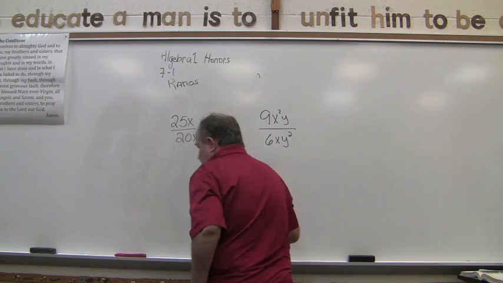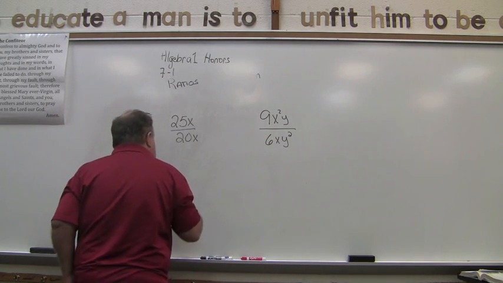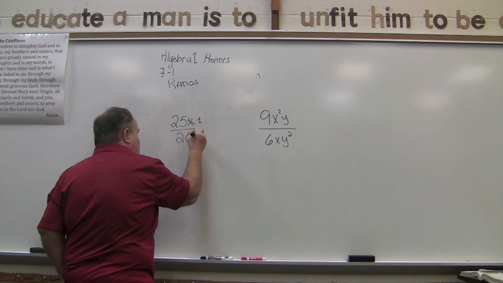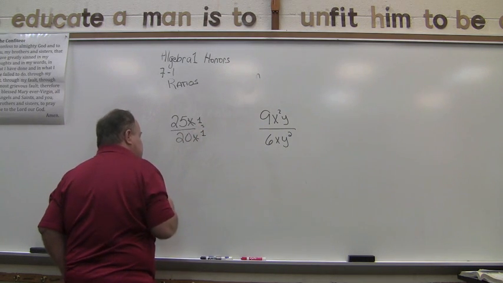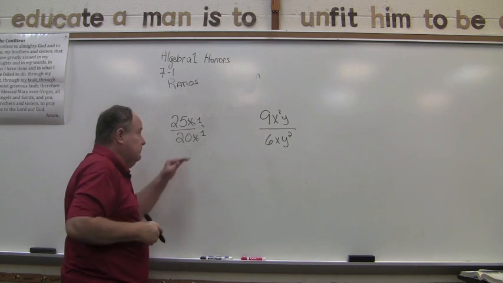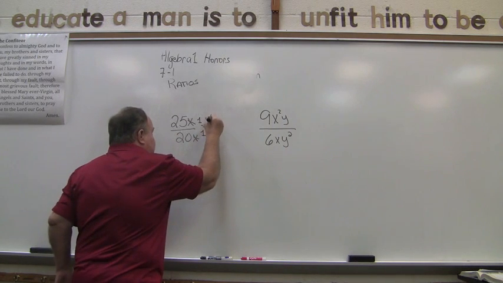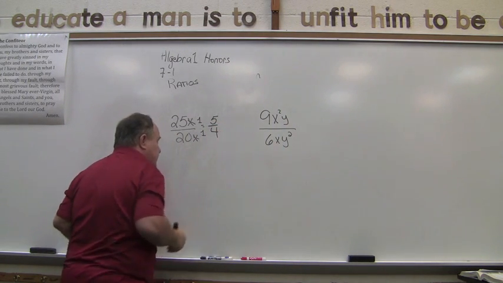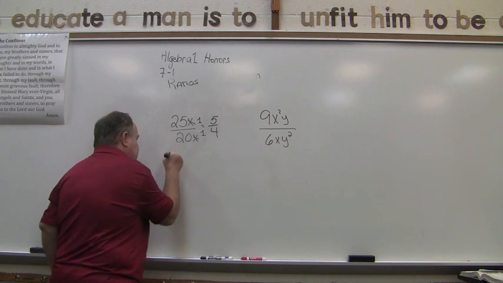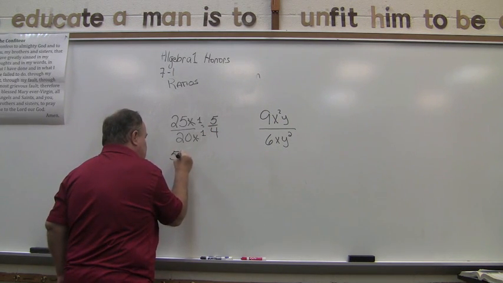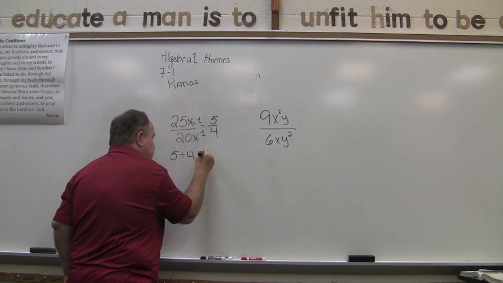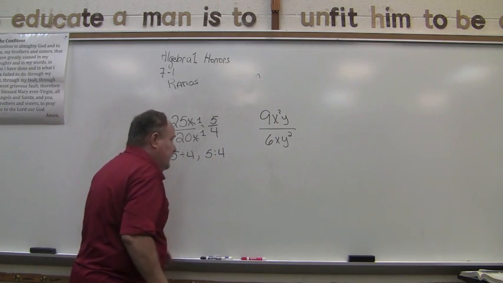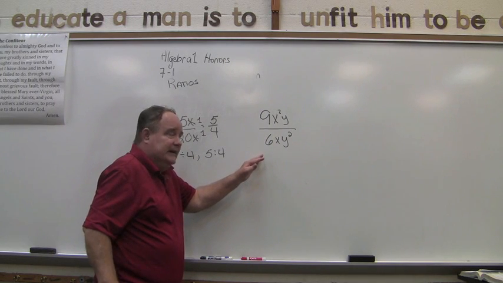If we look at the first one, we see that x over x will cancel out, and that will give us a 1 over 1. Now all we have to do to make this a good ratio is reduce it. If we reduce it by 5, we'll get 5 over 4, and that's the ratio. It can be written as 5 over 4, or like this, 5 to 4.